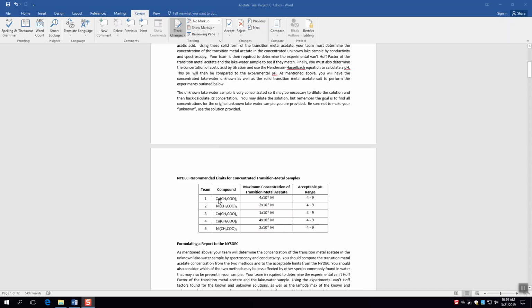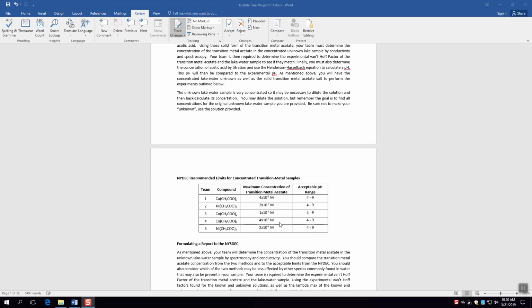So the acetates that you could be provided, if you're in team 1, it'll be copper acetate. In team 2, it'll be nickel acetate, and in team 3, it'll be cobalt acetate. 4 and 5 are repeats of copper and nickel acetate at different concentrations. You are also given the New York DEC recommendations on the maximum concentration of the transition metal acetate in the concentrated sample. Those are given here. And you're also given an acceptable pH range between 4 and 9. Again, this is for the concentrated sample, not for the actual lake water. So these are basically what you're going to compare them to.